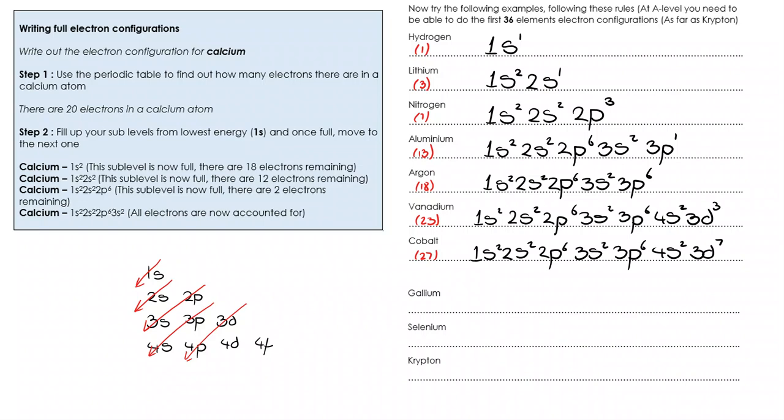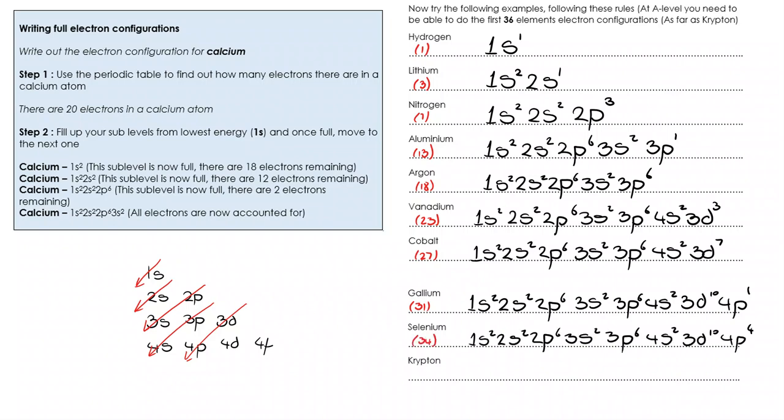When we get to gallium, we're moving much, much further over, and we get to 1s2, 2s2, 2p6, 3s2, 3p6, 4s2, 3d10, 4p1. You will be expected to do any or all of these in an exam. For selenium, slightly bigger again, that goes as far as 4p4, and krypton is the biggest one you are likely to have to write out, and that takes you all the way up to 4p6, 36 electrons.